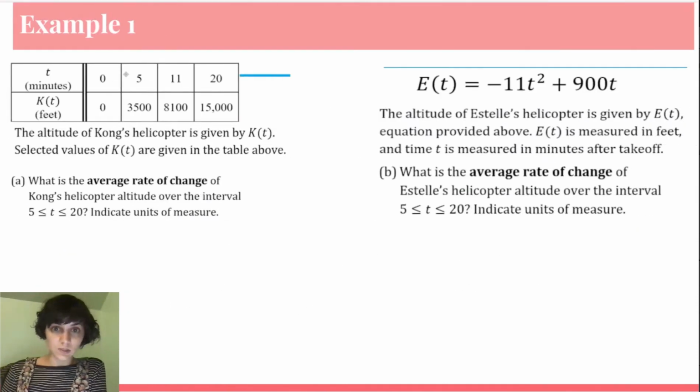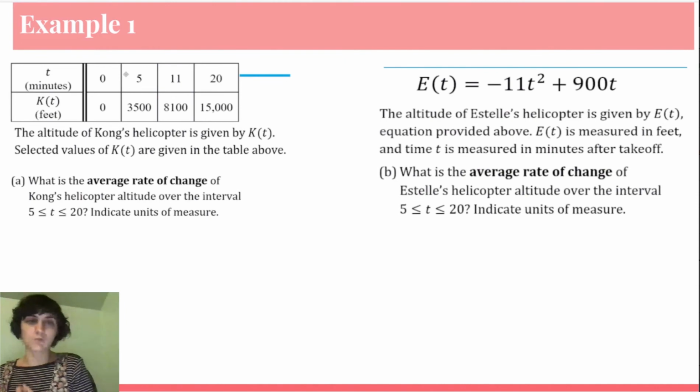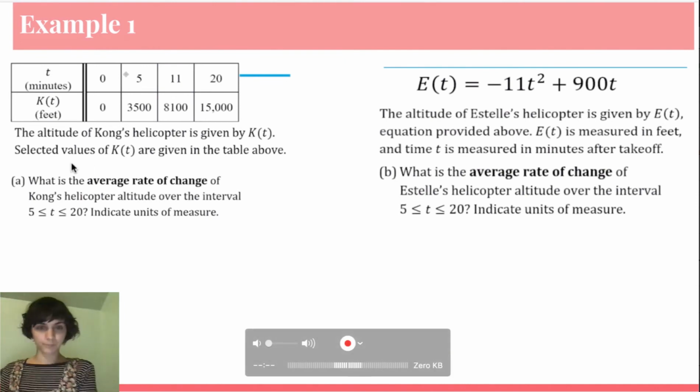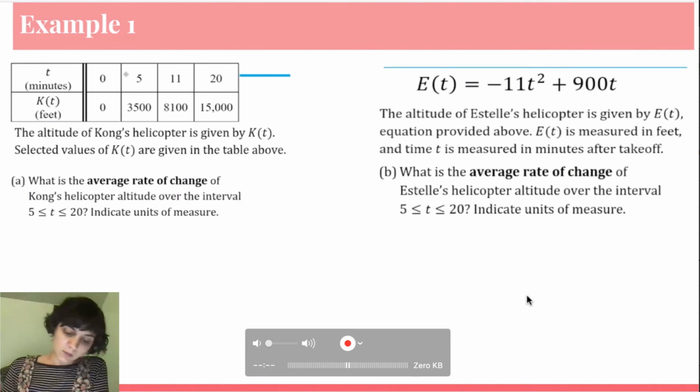Let's do some examples. So these first 2 examples are of average rate of change. Both of these are hypotheticals of people driving helicopters, okay? On the left, I have the altitude of the helicopter given by function k in a table. And then on the right, I have the altitude of a helicopter given by function e in an equation. Okay, so you can pause for a second to write these down, and then we'll go over them.